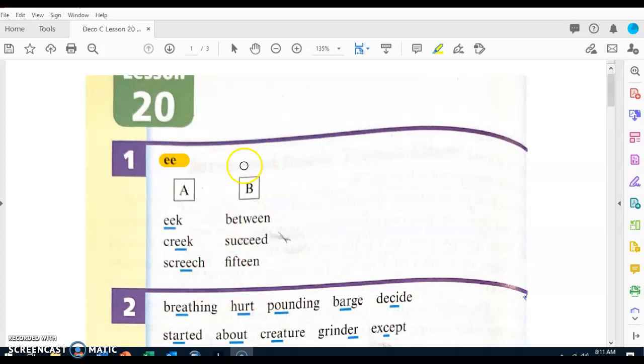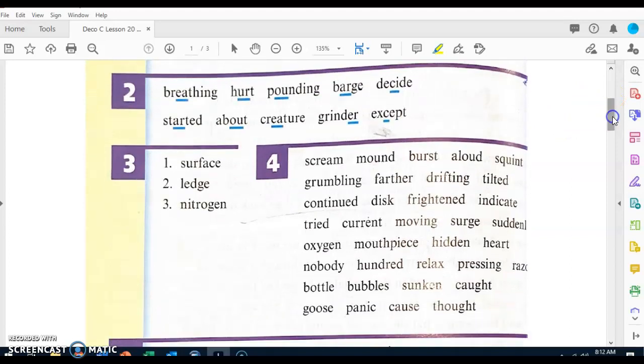Look at column B, boys and girls. Look at the first word. What word? Between. Next word. What word? Succeed. Next word. What word? 15. Now let's go ahead and look at part 2, boys and girls.